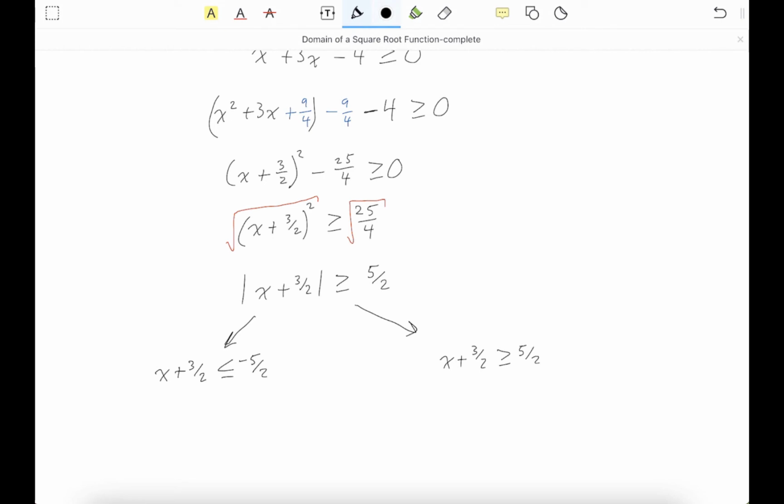We do the same operation, subtracting 3 halves from both sides. So we get x is less than or equal to -8 halves, which is -4. And this one, x is greater than or equal to 2 halves, which is the same as 1. I'll write this one more time. X is less than or equal to -4, or x is greater than or equal to 1.